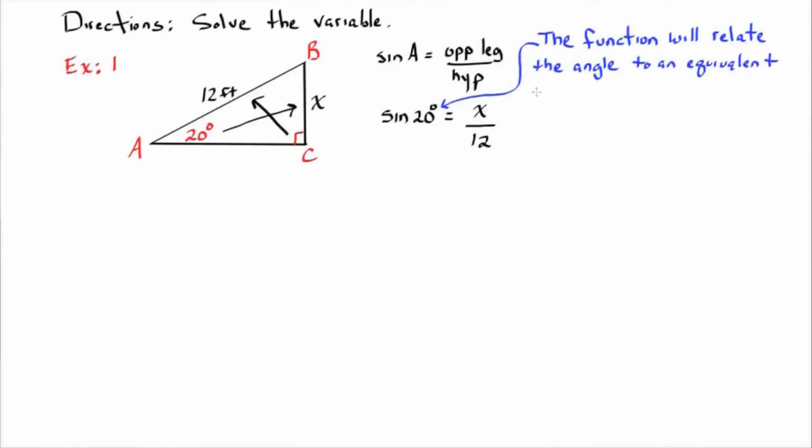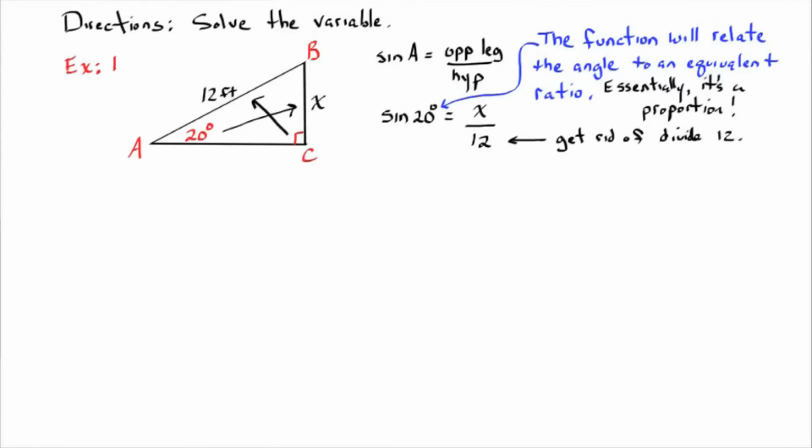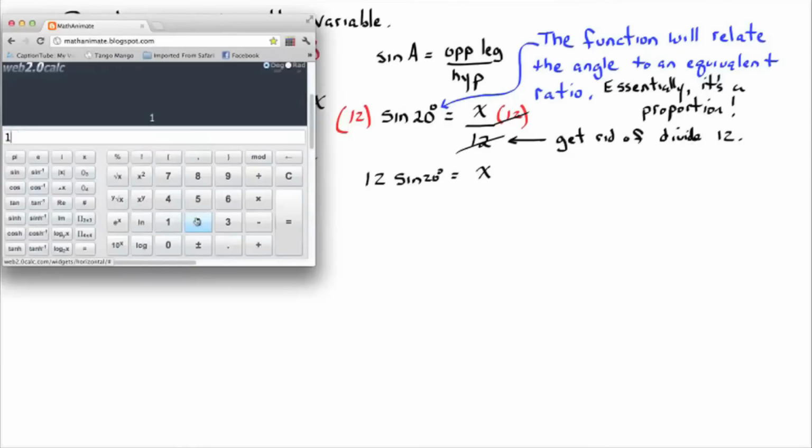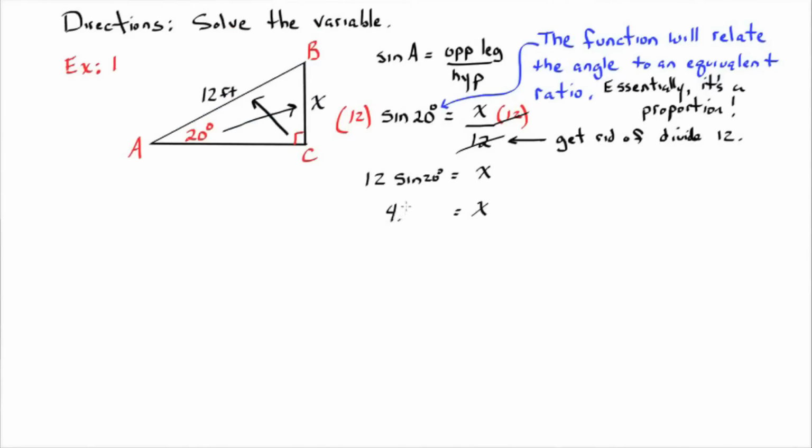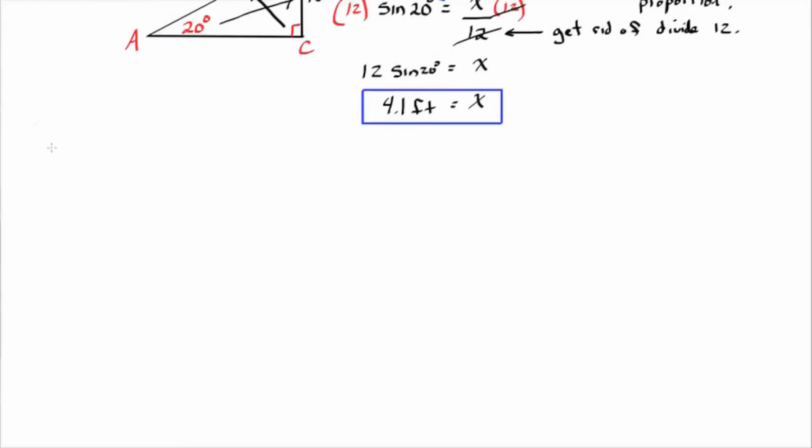The function will relate the angle to an equivalent ratio. Essentially, this is a proportion. So I want to solve for x by getting rid of 12 by multiplying. That's the inverse of dividing. And I go to my calculator, 12 times sine 20, and I get 4.1 feet. Be careful on the calculator and make sure you're in degrees, not radians. Okay, box that in.